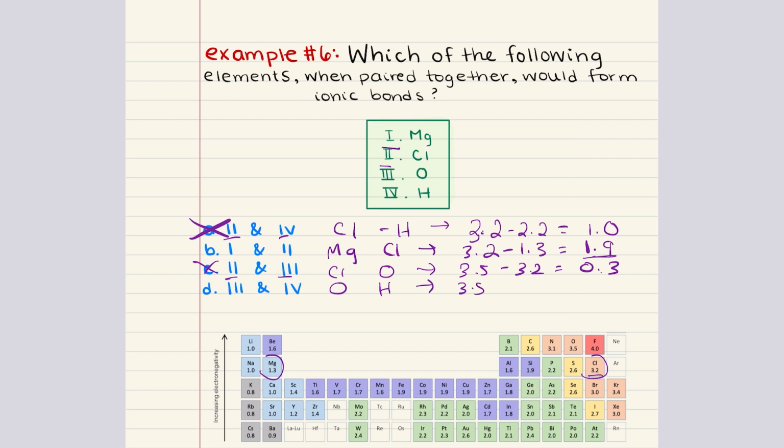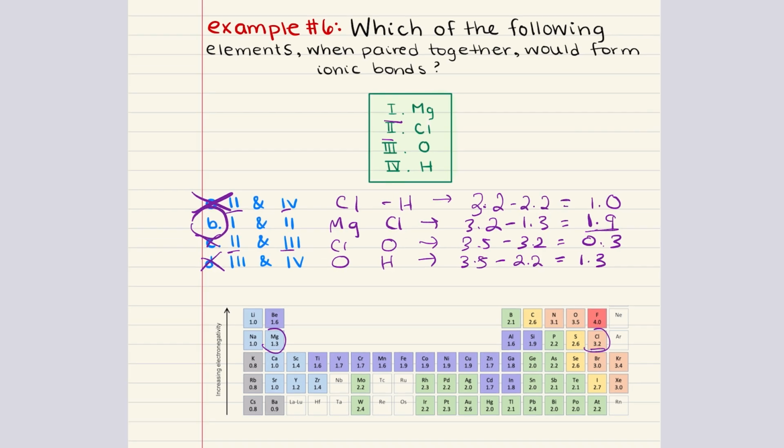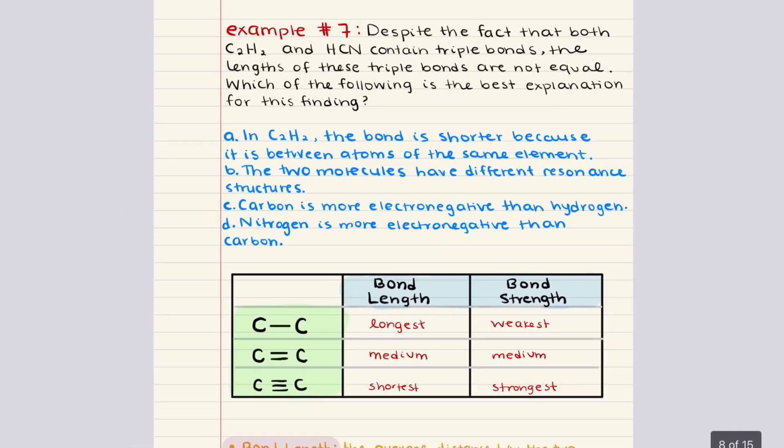If we take the difference in electronegativity, 3.5 minus 2.2, that gives us a difference of 1.3. This falls in the range of polar covalent bonding. And that's not the answer because we're looking for a pair of elements that would form ionic bonds. And that's going to be answer choice B for problem 6. With that, we're going to move into problem 7.